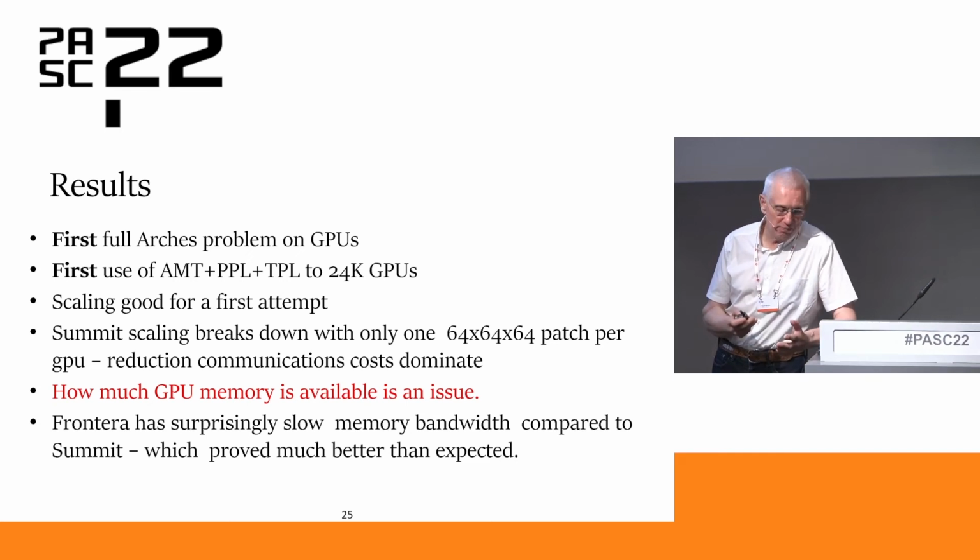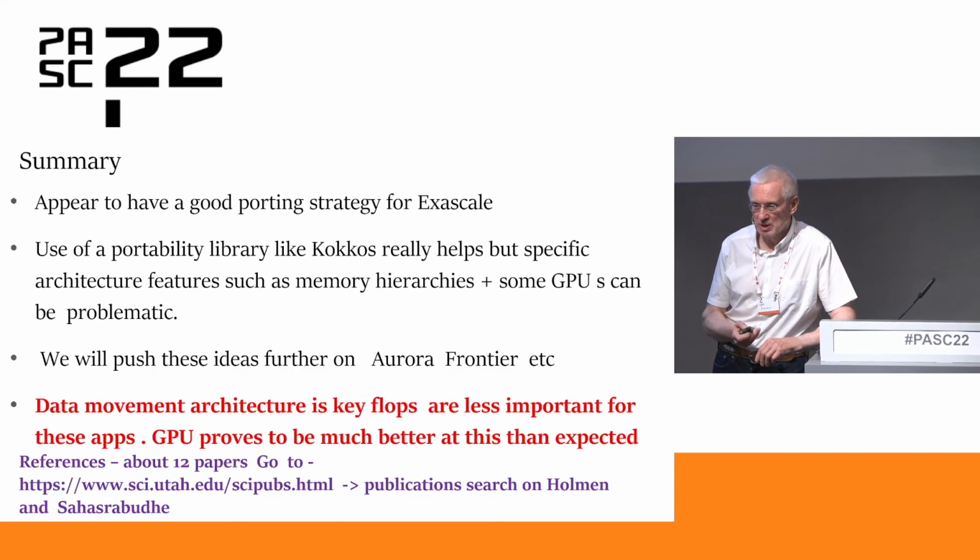How much memory is available on GPUs is an issue, and Frontera really had a surprisingly slow bandwidth compared to Summit, which was interesting because I wouldn't have thought that was the case, in terms of the architectures. I didn't look at them too closely, and so Summit came out really well in this sense, in a way that was unexpected to me.